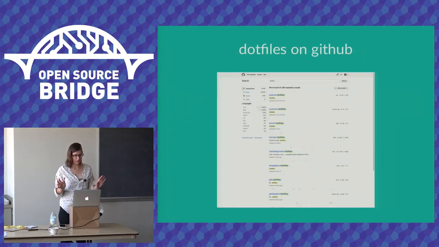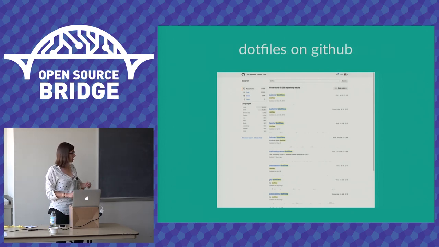Other things I want to encourage you to look on GitHub. People have put a lot of their configuration files online. So if you search dot files on GitHub, it's a great place to get inspiration and to also borrow some scripts. If you get inspired and you want to put your own dot files online, I just want to warn you to make sure you're not putting your SSH keys or your passwords out there. Just keep that in mind. But it is a really cool thing to do.